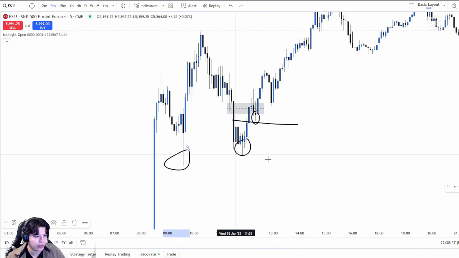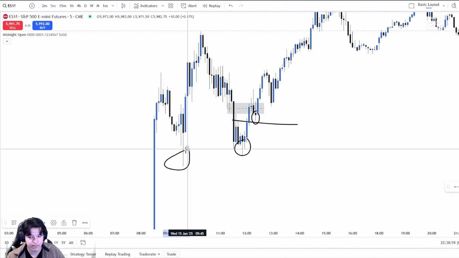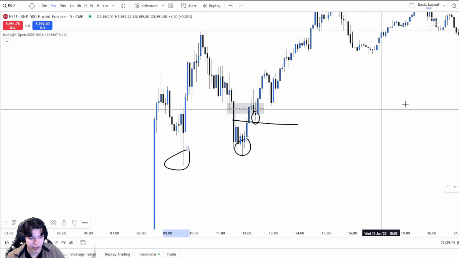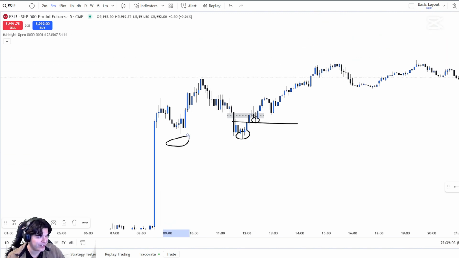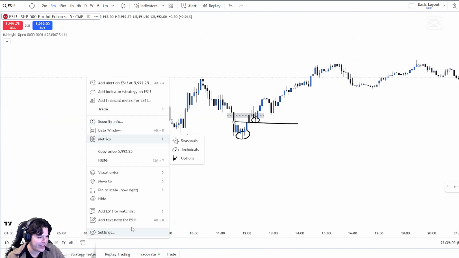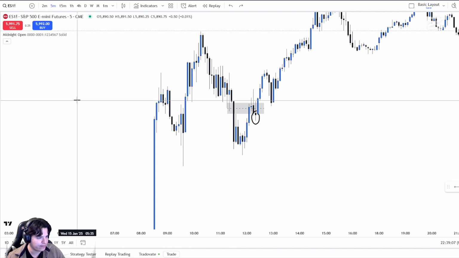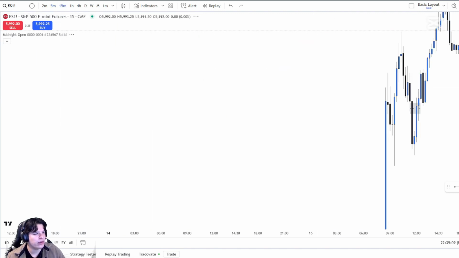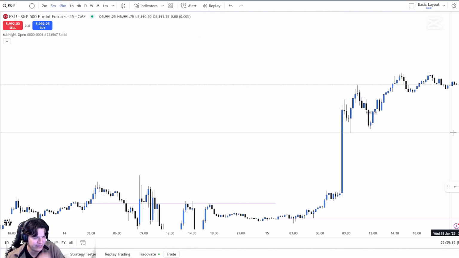Why? Because if we look at the previous external higher low, this was getting respected. Not only that, this is where higher time frame is also extremely important. Let's look at the 15-minute. What is the 15-minute doing? Dude.